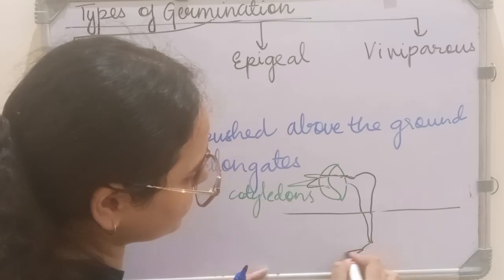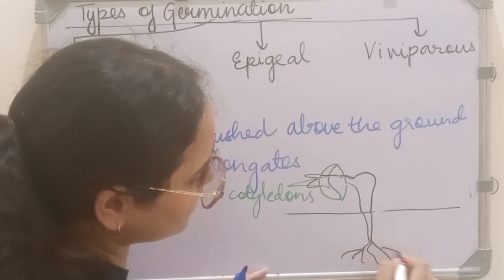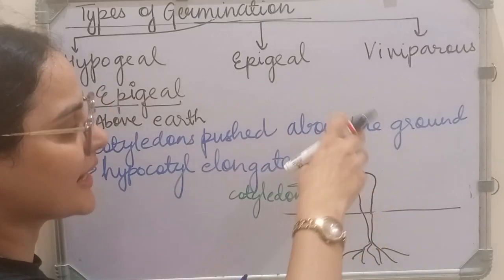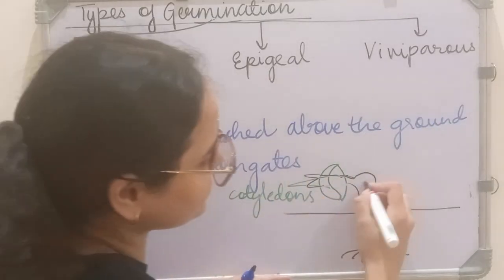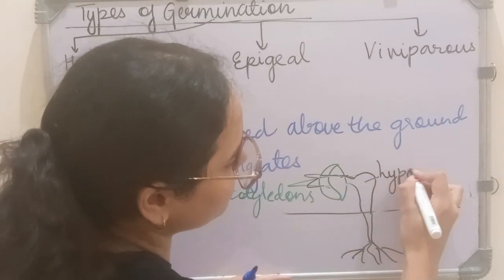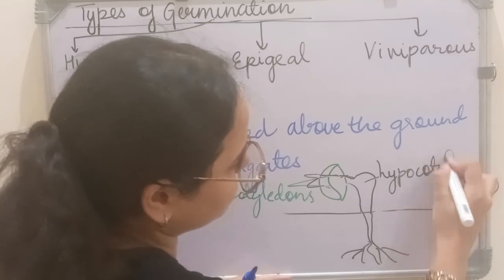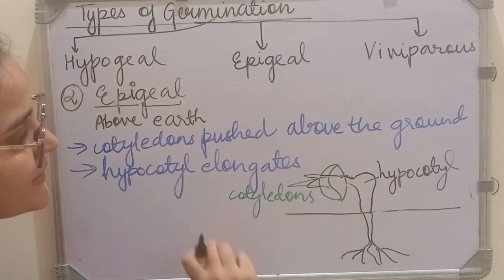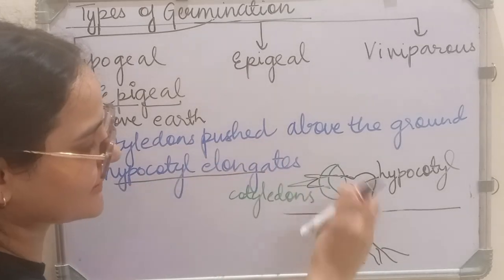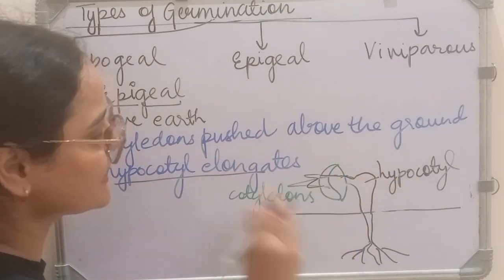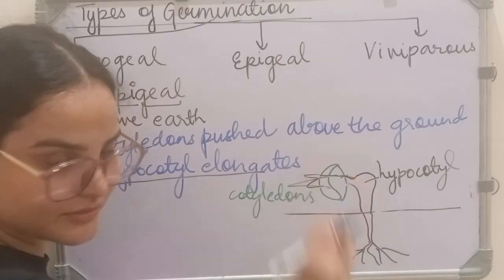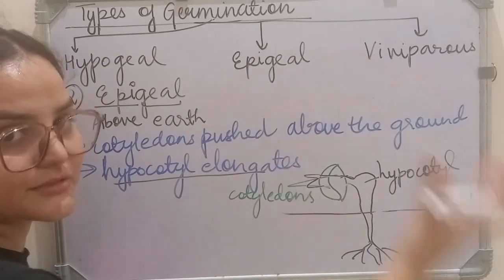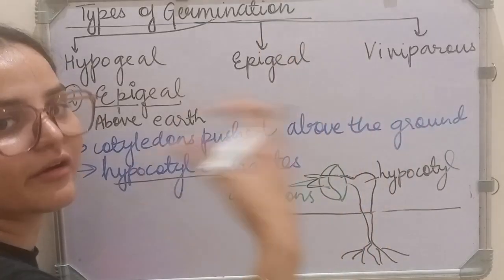Later on the radicle forms the root first. Then the plumule elongates. So this is the hypocotyle. Cotyledons are pushed above, they are seen above the ground, and the hypocotyle elongates and forms a curved structure. So the hypocotyle elongates first, and after this the epicotyle, which forms the plumule, further elongates later.